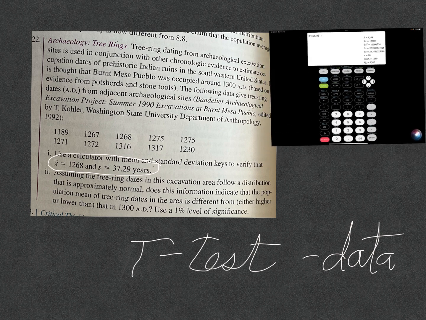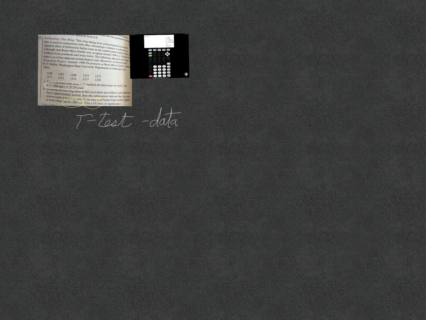Let's move forward. And so the first thing we notice is that assuming the tree dates in this excavation area follow a distribution that is approximately normal, does this information indicate that the population mean is different from, either higher or lower than, 1300 AD? So that's where we're going to get our null hypothesis, and here's our alpha level. So let's write the steps of the test down and put that all together.